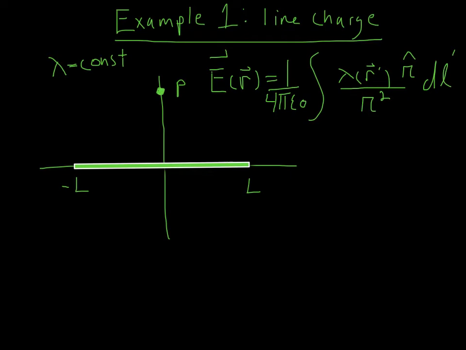So following the example from Griffiths, we're going to label this the z-axis, and we're going to label this the x-axis. Let me erase that, make that a little bit clearer.